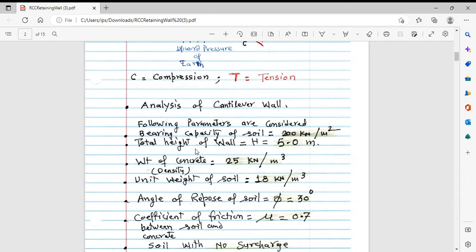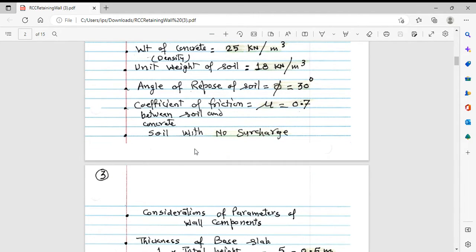Now, just to consider the analysis, we are considering some analytical data. Following parameters are considered: bearing capacity as 200 kilonewton per meter square. Total height of wall taken as 5 meters. Weight of the concrete, that is R.C.C, taken as 25 kilonewton per meter cube. Unit weight of soil is 18 kilonewton per meter cube. Angle of repose of soil is 30 degree, and coefficient of friction between the soil and the concrete is taken as 0.7. And here, we are considering the soil over the wall is on the level, there is no surcharge.